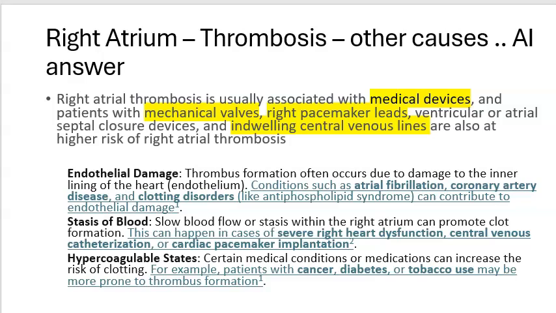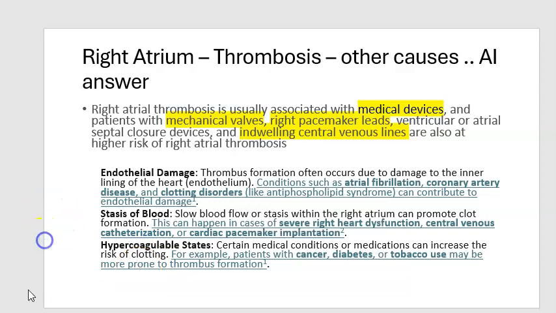What other reasons can be there? Not anatomical exactly. Sometimes they will put central venous lines, right? You would have seen them in the ICU. That can be a cause. Medical devices, some mechanical valves, some people can have pacemaker leads, the electrodes, whatever they are called. Those things can again be a nidus for thrombus formation. Then endothelial damage, atrial fibrillation, stasis of blood, hypercoagulable states where the blood itself is hypercoagulable, all those can lead to thrombus in the heart, especially in the right atrium, which we are focusing on now.